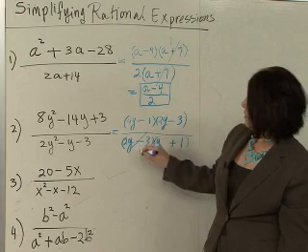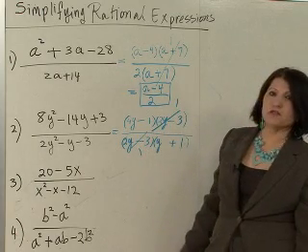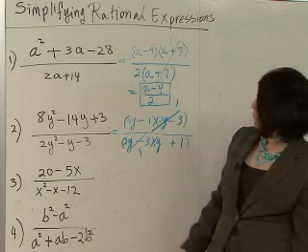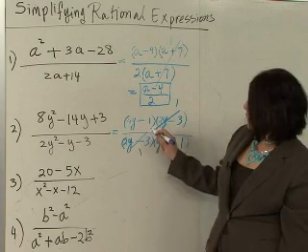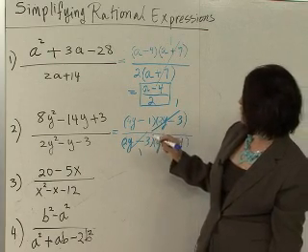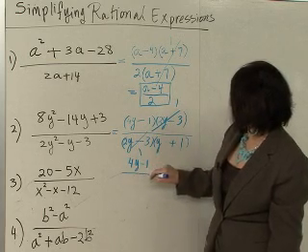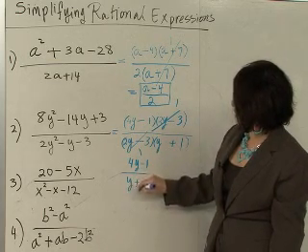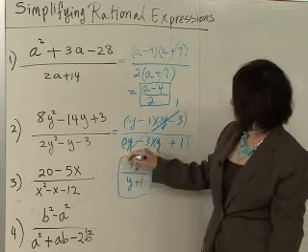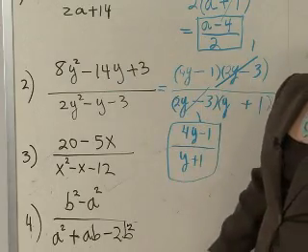And now you look for similar factors on top and bottom because they're reduced to 1. And that leaves you with what's left, which is 4y minus 1 on top and y plus 1 on the bottom. So that would be the simplified answer for that one.